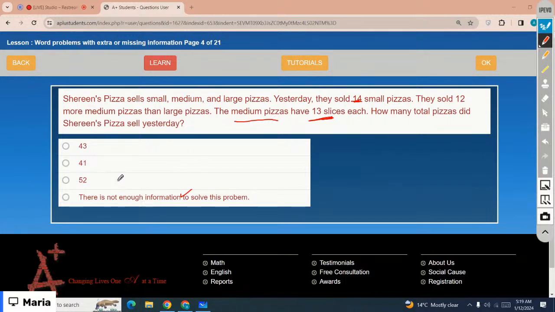Got it? Because you're not given the information about large pizzas, and they sold 12 more medium pizzas than large pizzas. You don't have the quantity of the medium pizzas, right? There is not enough information. Got it?